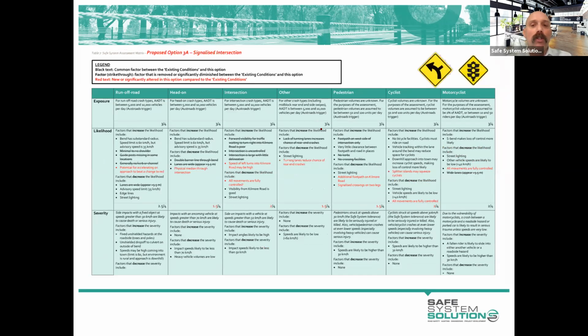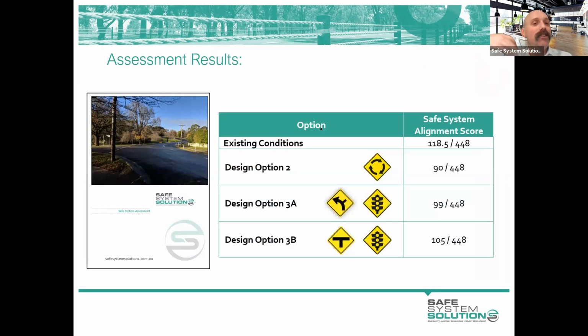So you go through, you score all those different ones, and then you get that end result. You can say the existing conditions we saw are 118.5. Design options, well, in this case, it looks like they had a lot of design options originally. They knocked out a few. They said, do the safe system on these 3, which were 2, 3A, and 3B. Okay, that's fine. Roundabout comes out at a score of 90. The signalized modified T, 99, and the standard T at 105.